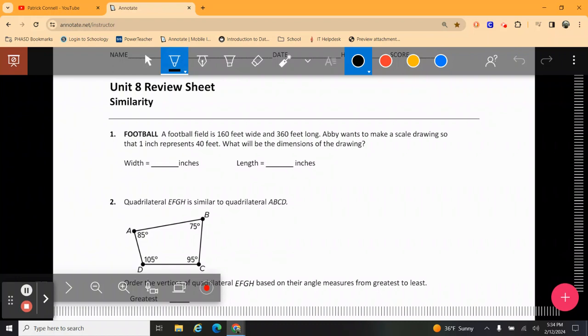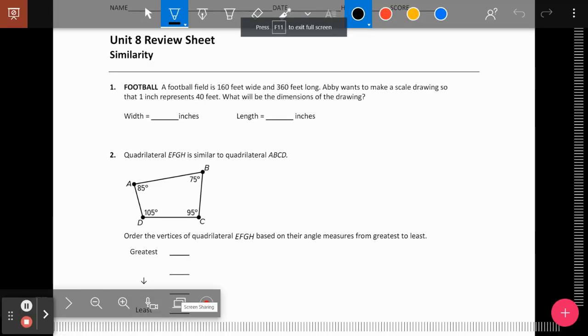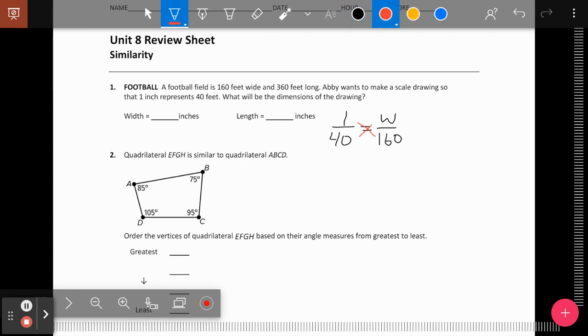All right, I'm going to do my best to walk you through the Unit 8 review sheet today remotely. Number one, there's a few different ways you could do it. I want to set a proportion here. 1 inch is to 40 feet, as the width in inches is to 160 feet in width. And now I would cross multiply.